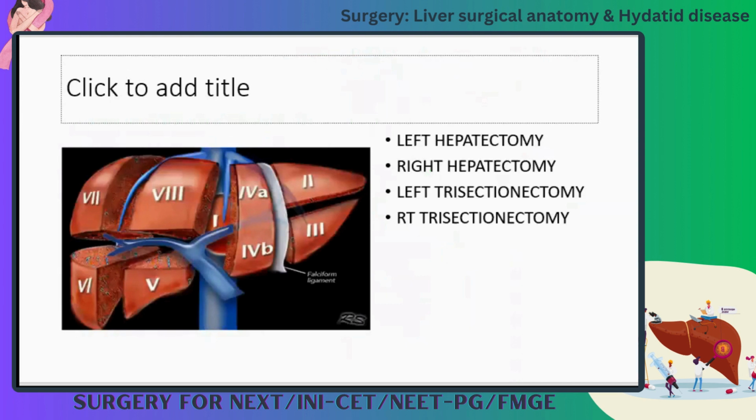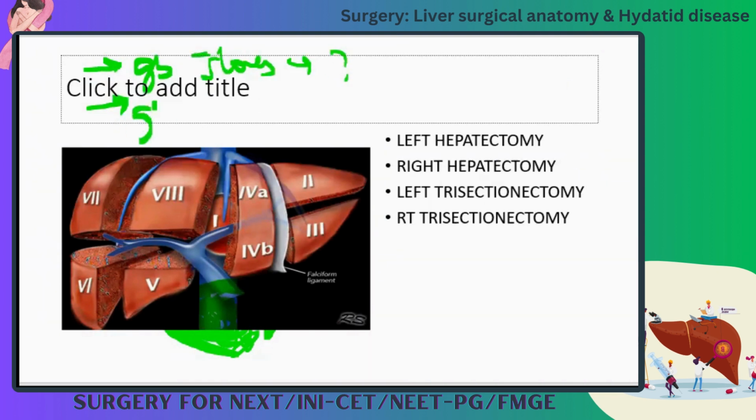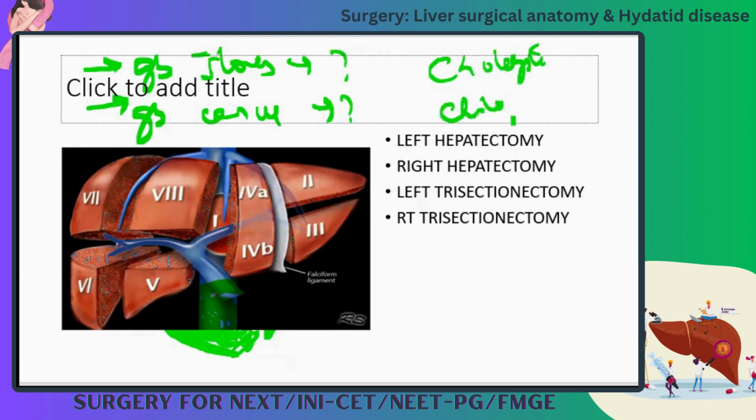Now remember one point. There is the gallbladder here. If the gallbladder is having stones, what surgery will we do? And if the gallbladder is having cancer, what surgery will we do? Full resection. So we'll do cholecystectomy, right? It has to be cholecystectomy, the gallbladder removed. In both the cases, it is cholecystectomy.